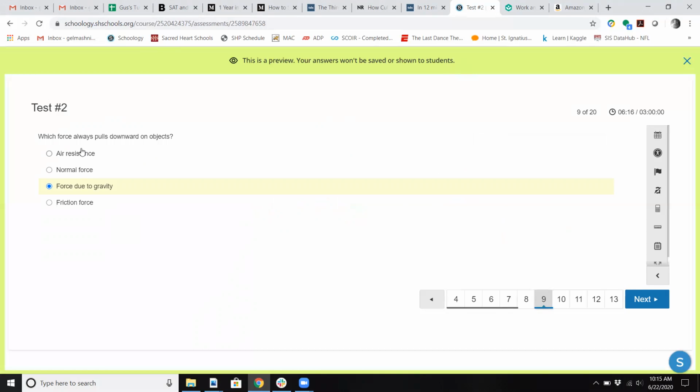Mr. Amashni, go ahead. On my test, I put force due to gravity, but there's an X, and it says normal force is the correct answer. Yeah, same for me, actually. I think I fixed that for everybody, though. Really? Yeah, I think it may have.